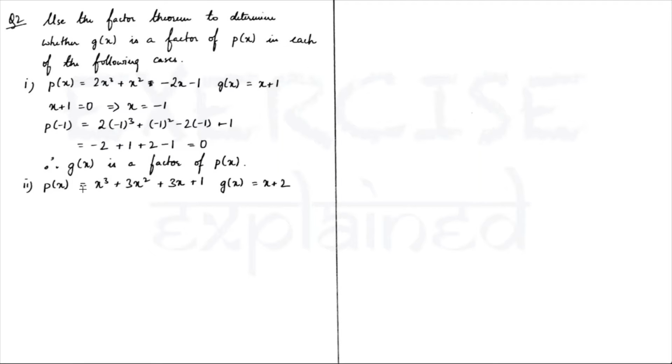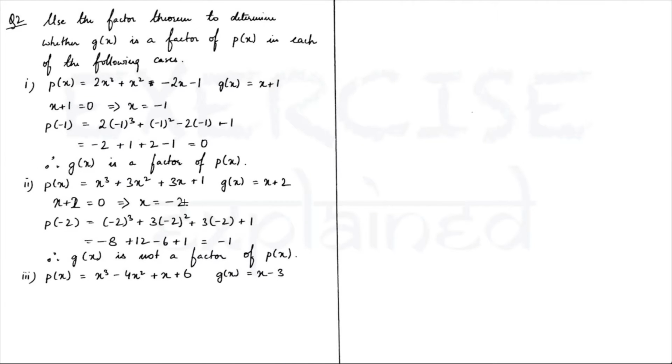Coming to the next one, p of x is equal to x cube plus 3x square plus 3x plus 1. g of x is x plus 2. Now, as we did in the previous question, we will be equating this to 0 and we will get x is equal to minus 2, since plus 2 goes to the other side, becomes minus 2.